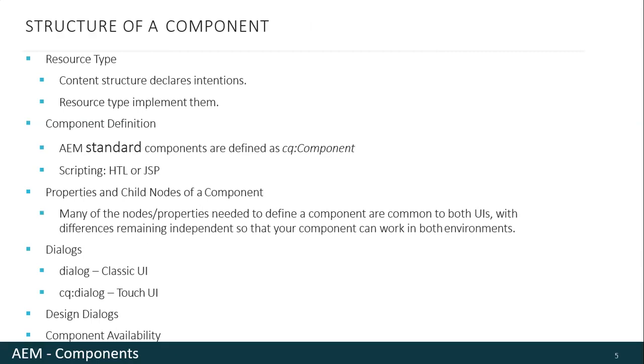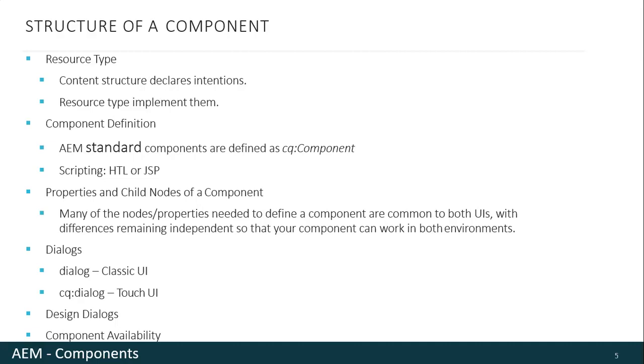The key element of the structure is the resource type. This is an abstraction that helps to ensure that even though the look and feel changes over time, the intent remains the same. The definition of a component can be broken down as follows. AEM standard components are of the cq:Component primary type and have the key elements.